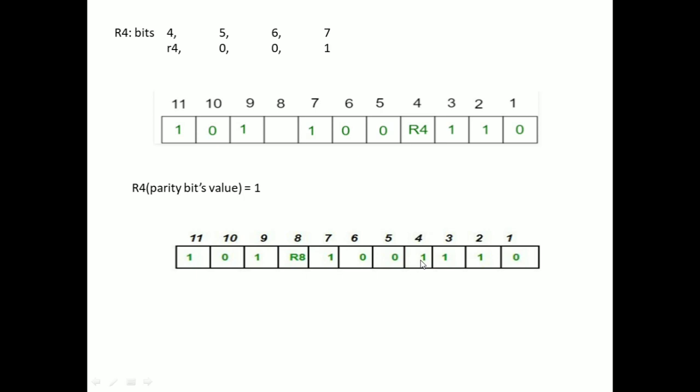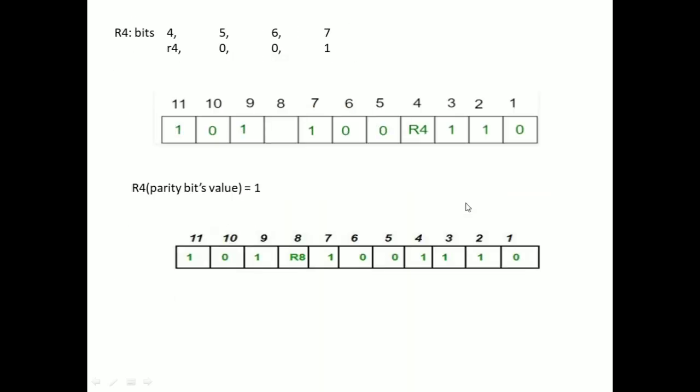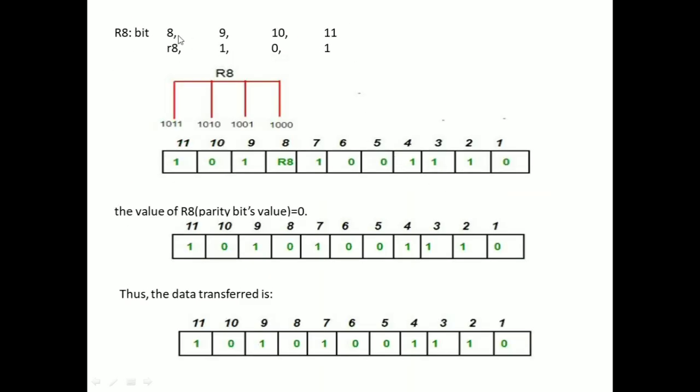Clear? So how about R8? For R8, which values are we going to consider? 8, 9, 10, 11, right? So the 8th bit is R8, the 9th bit is 1, the 10th bit is 0 and the 11th bit is 1. To make this even parity, how many ones are there? 2 ones are there. So to make this even parity, what should we do? We have to put 0, right? So the R8 value will be 0.